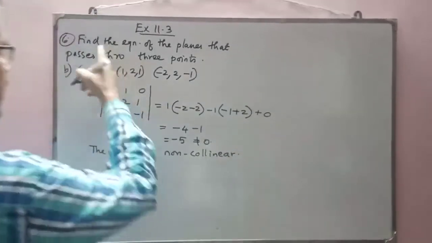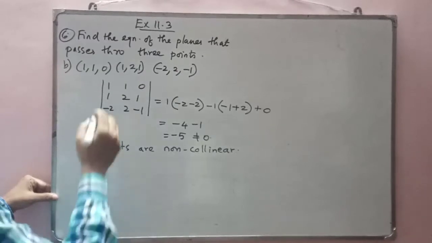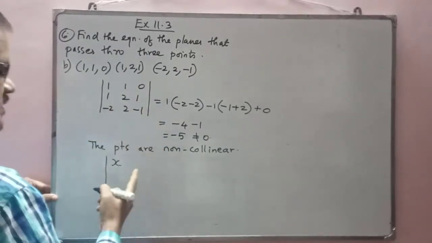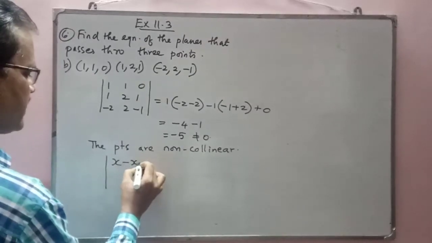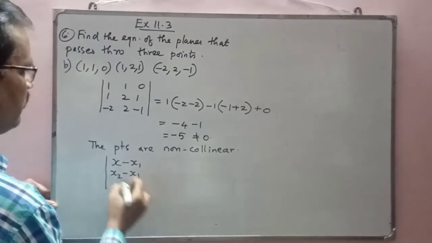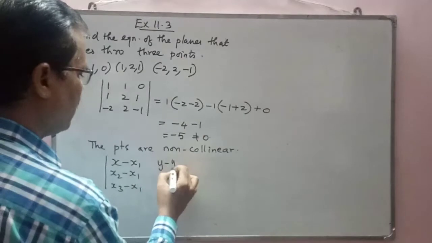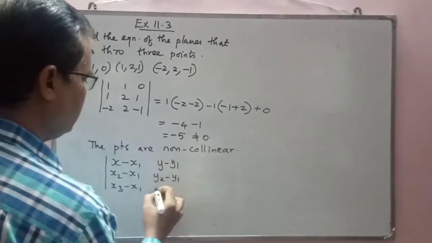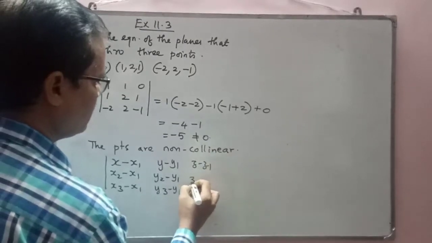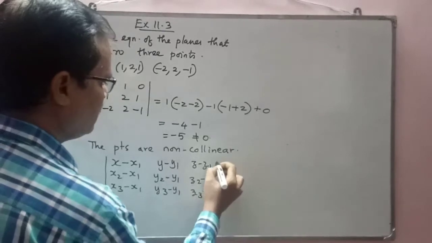Now, find the equation. Either you can find the vector equation or the Cartesian equation. I am going for the Cartesian equation. The equation of a plane passing through 3 points is x minus x1, x2 minus x1, x3 minus x1, where x1, x2, x3 are the x coordinates of the 3 points. y minus y1, y2 minus y1, y3 minus y1, z minus z1, z2 minus z1, z3 minus z1 equals 0.